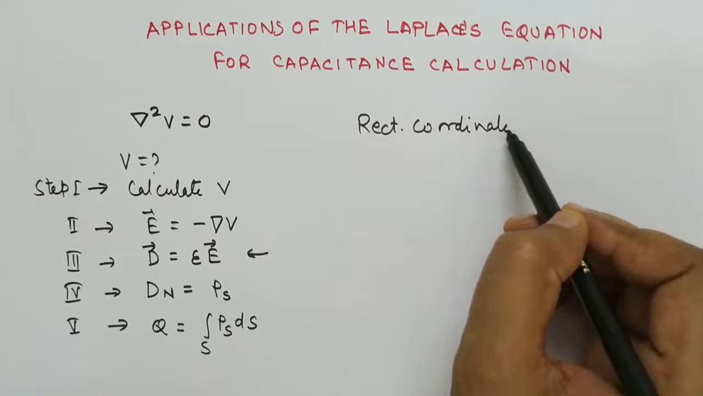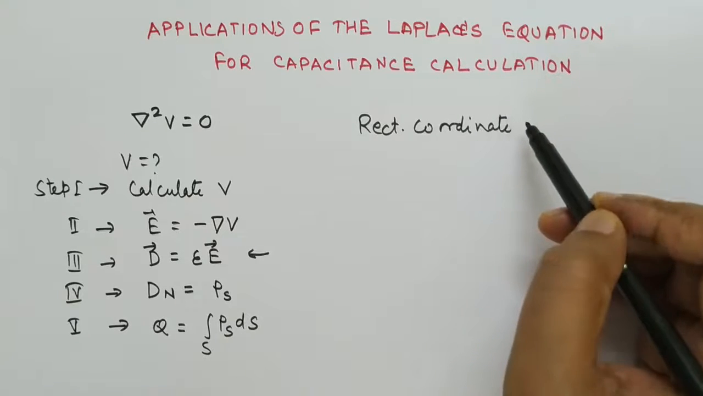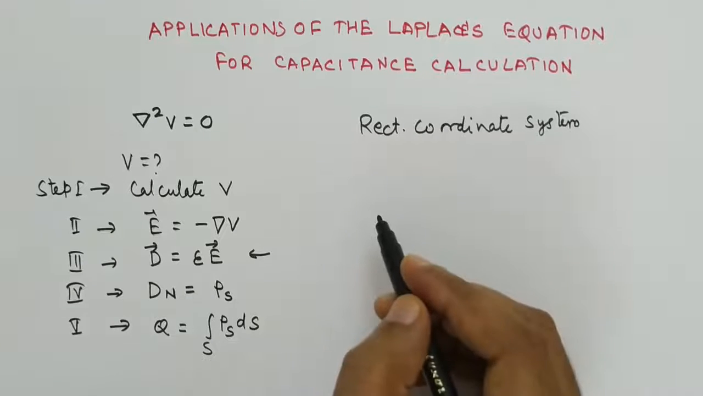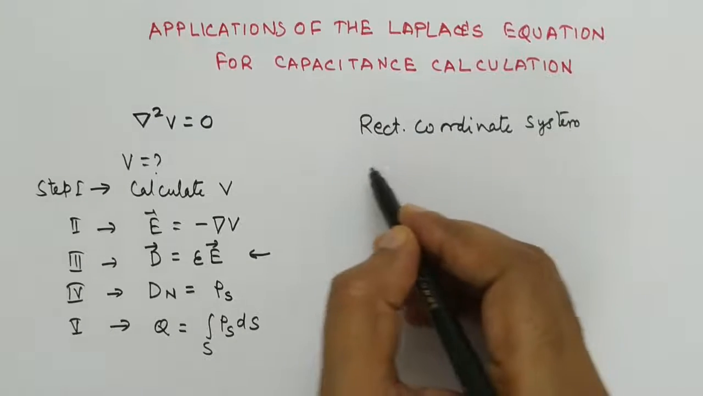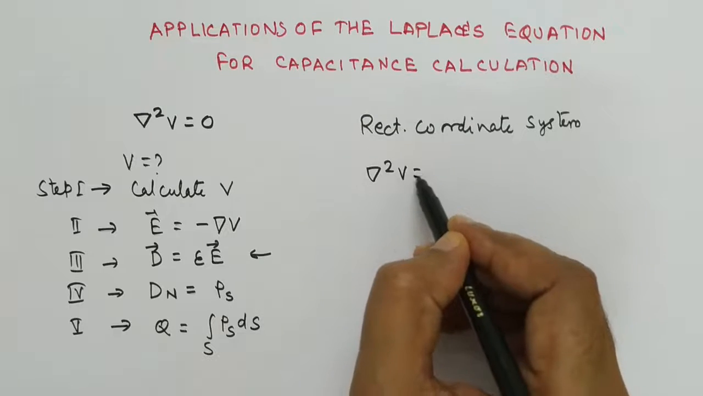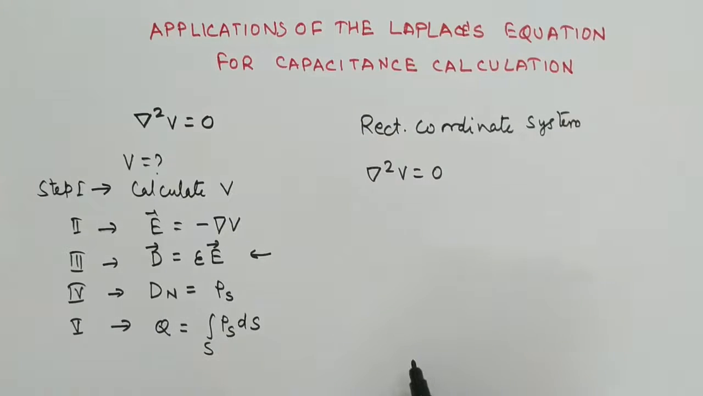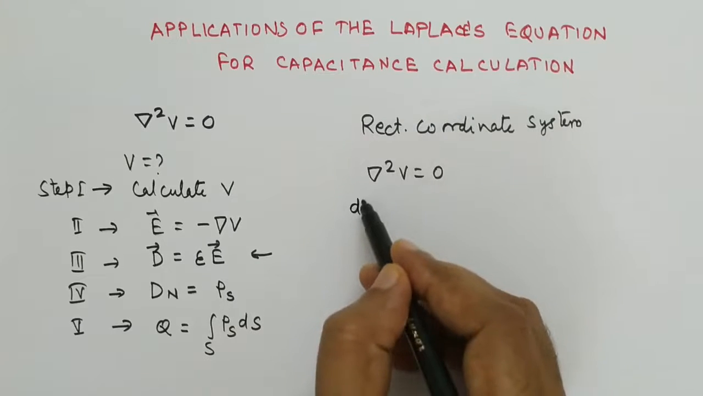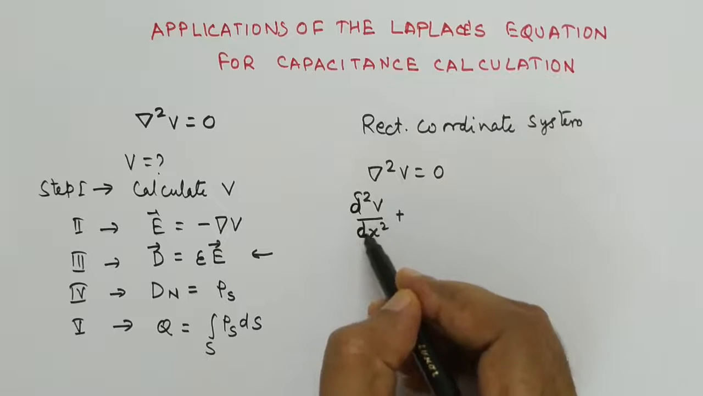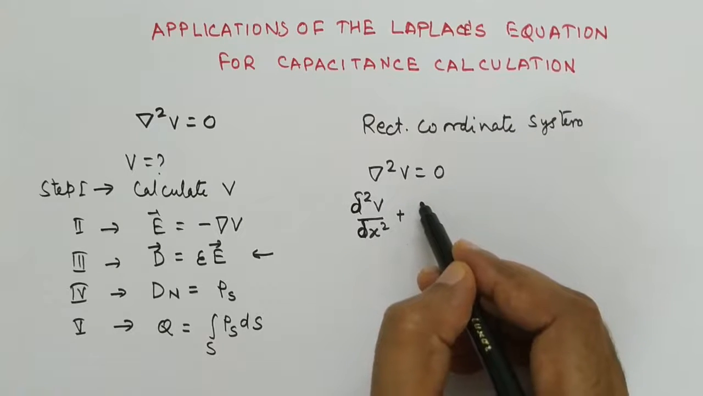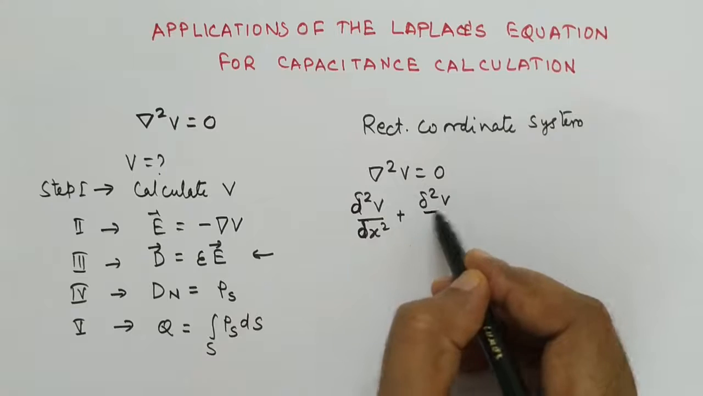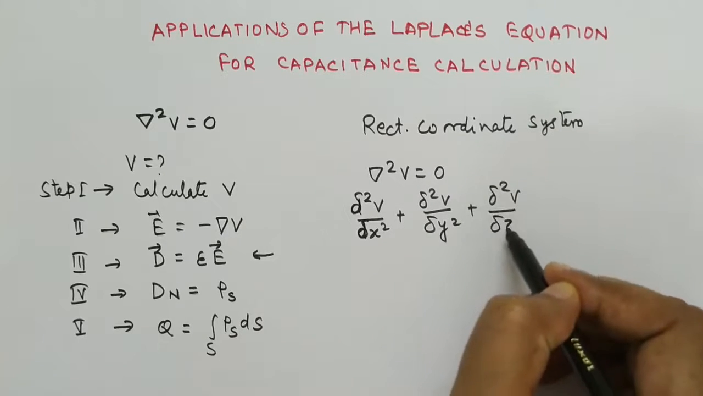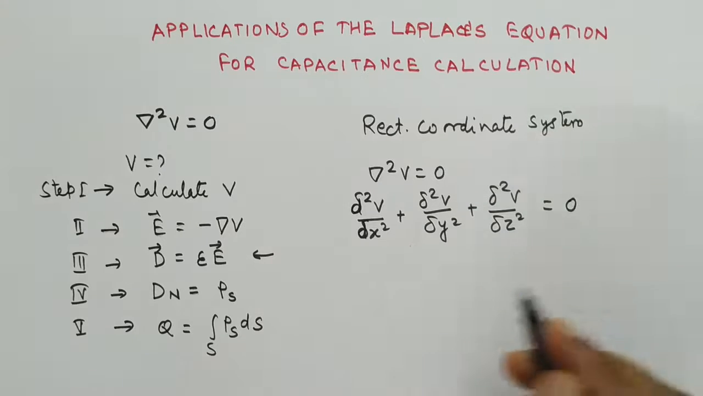that is known as the parallel plate capacitor. So for the parallel plate capacitor, write del 2V equal to 0, and we will try to solve this. If we expand in rectangular coordinate system, this will become del 2V by del x square plus del 2V by del y square plus del 2V by del z square equal to 0.